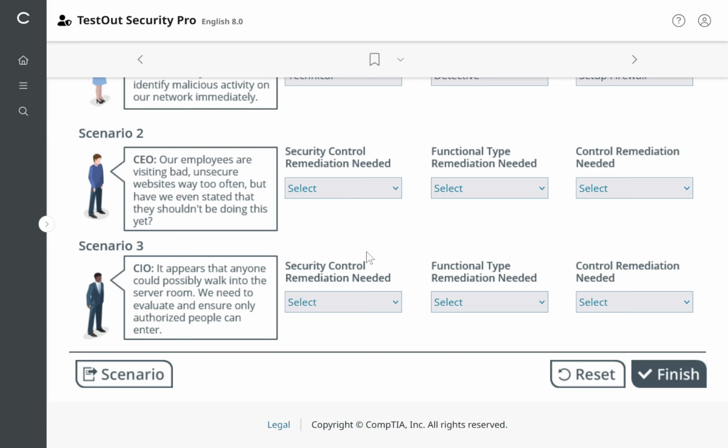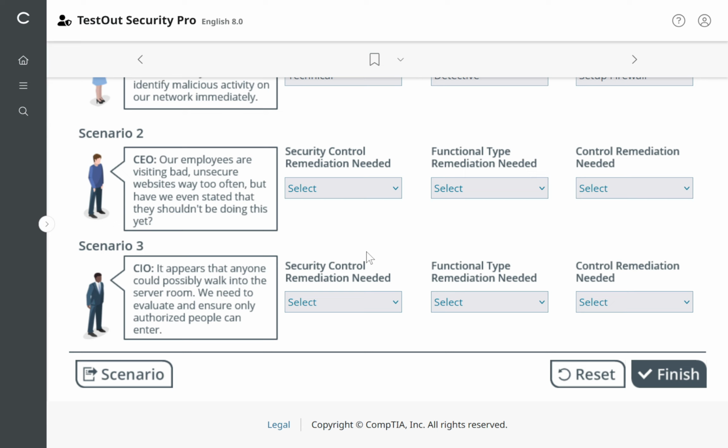Our employees are visiting bad and insecure websites way too often. But have we even stated that they shouldn't be doing this yet?